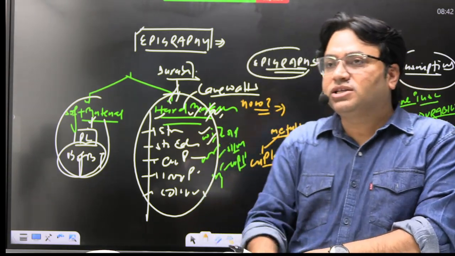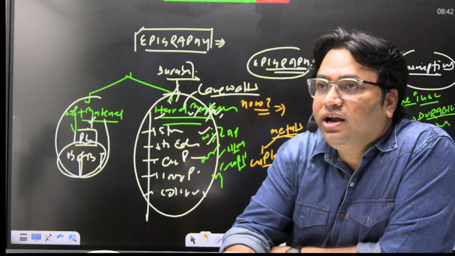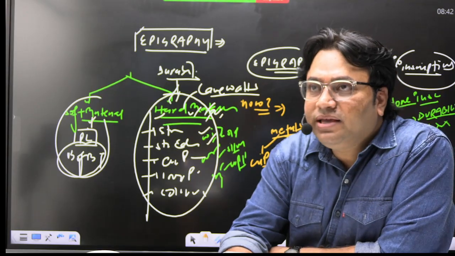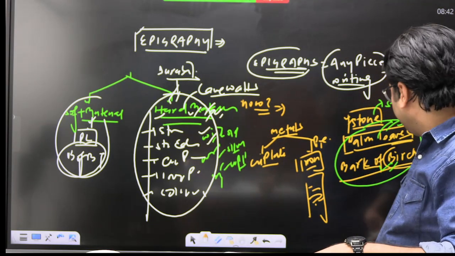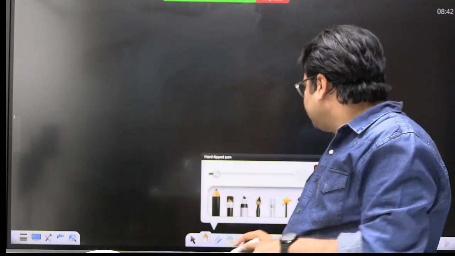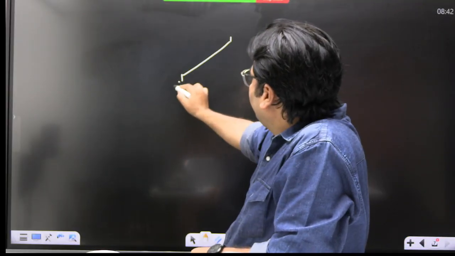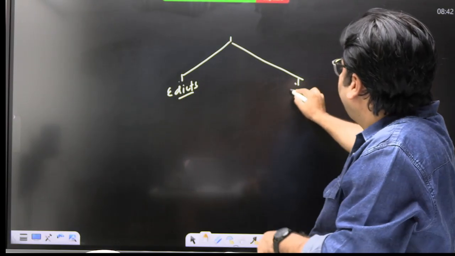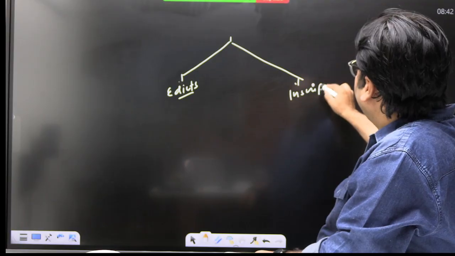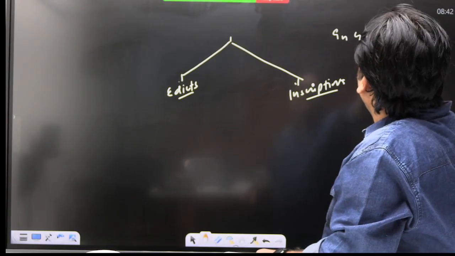Now some students are asking in the chat box: sir, are edicts and inscriptions the same? I will answer here, otherwise I will be discussing this in the Mauryan period also. So look here, there are two words. One is called edicts and the second is called inscriptions. Are they the same?